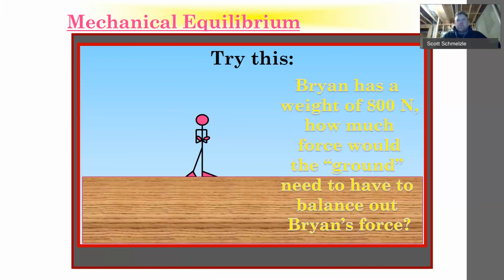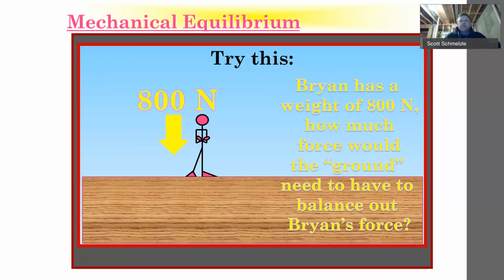Here we go. Brian has a weight of 800 newtons. How much force would the ground need to have to balance out Brian's weight? Now, I know what you're thinking. You're thinking, this is exactly like the third law again. We've already done everything like this. We know that he's pushing down with 800 newtons. We know there's a normal force pushing back up. Exactly, that's what we're looking at again.